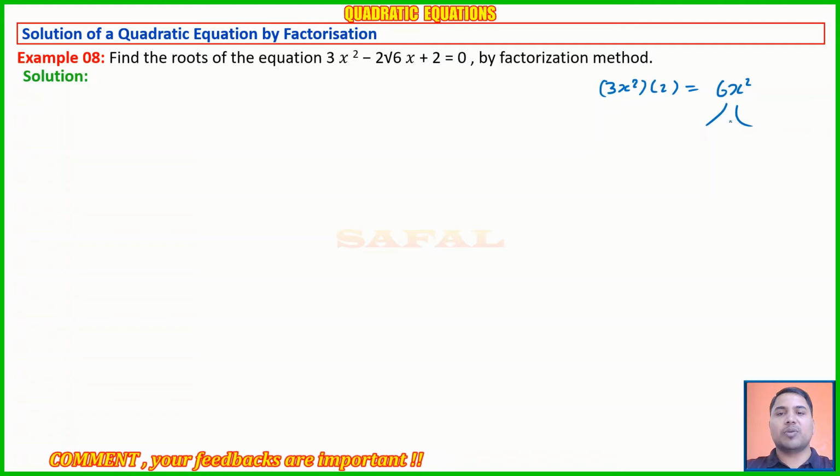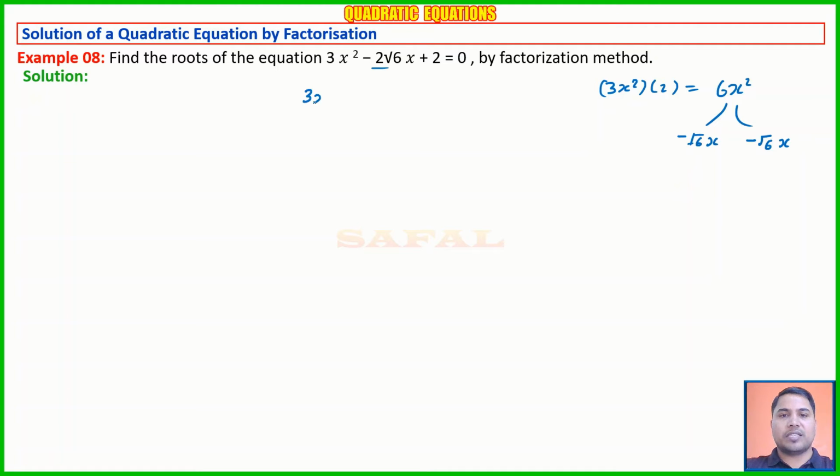Now this I need to split into two parts such that the sum or difference would be minus 2 root 6x. Okay, so what I can do here is I can write it as minus root 6x and minus root 6x, because if I multiply I'll get 6x square and if I add I'll get minus 2 root 6x, which is the middle term. So the above equation reduces to 3x square minus root 6x minus root 6x plus 2 equals 0.